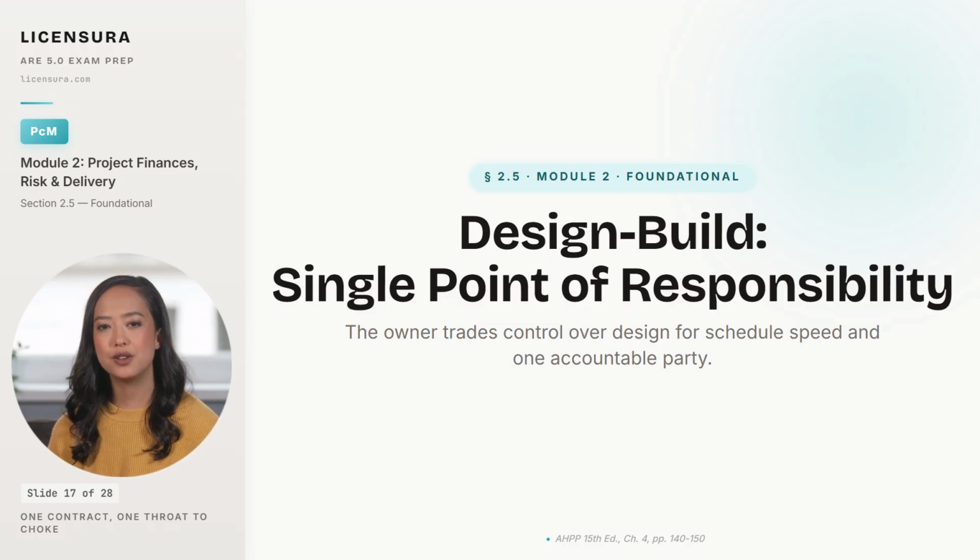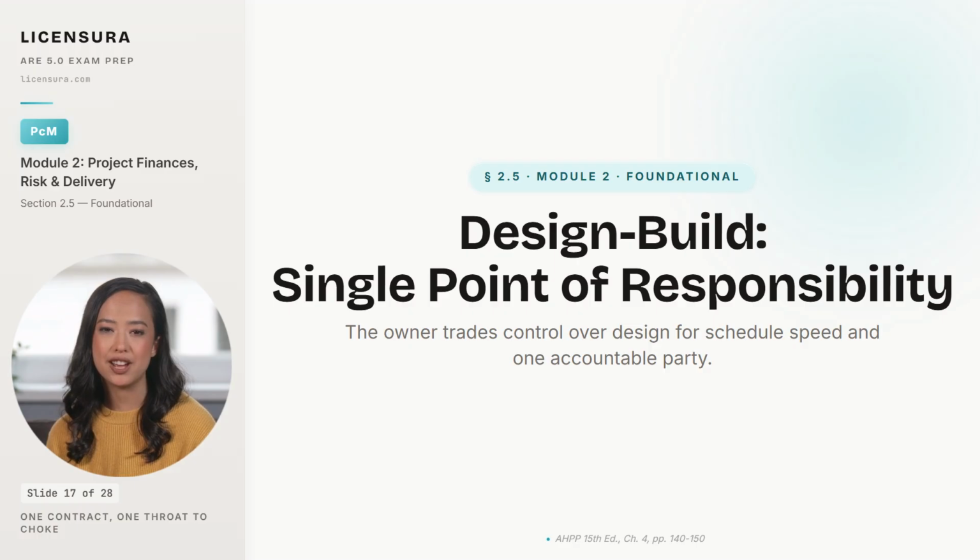That sounds great if you are the owner. It is a meaningfully different deal if you are the architect, because in DB, you usually do not work for the owner anymore. You work for the design builder. Your client just changed, and most architects who land in a DB partnership for the first time do not realize how much that one change rearranges the relationship.